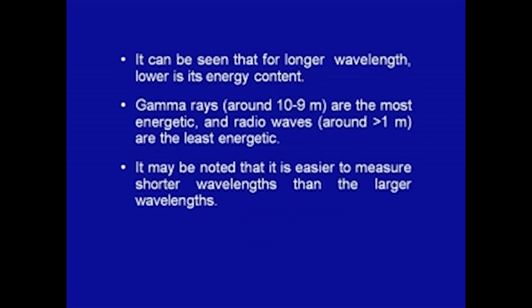It can be seen that for longer wavelength, lower is its energy content. Gamma rays, around 10^-9 meter, are the most energetic, and the radio waves, around greater than 1 meter, are the least energetic. It may be noted that it is easier to measure shorter wavelengths than the larger wavelengths. So, let us look at the electromagnetic spectrum and its characteristics.